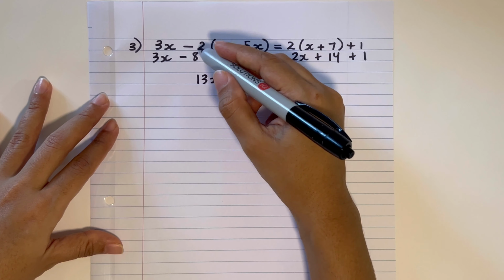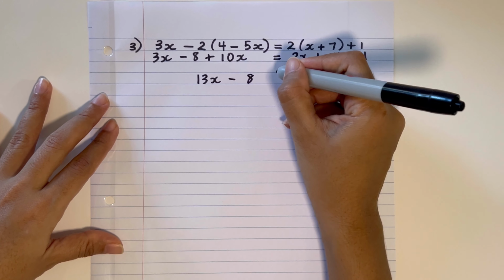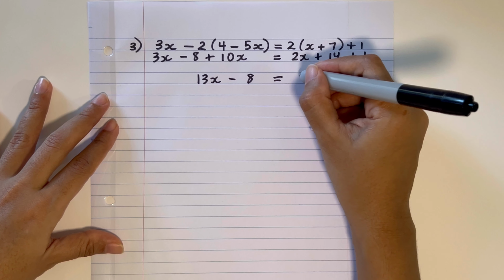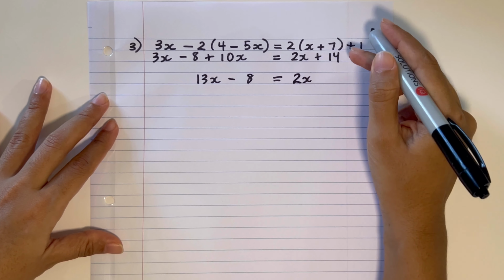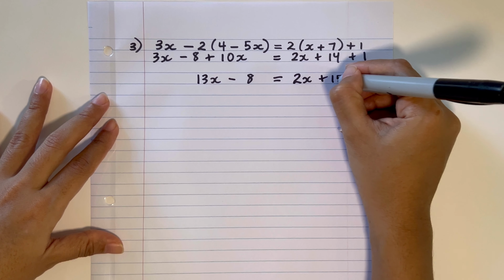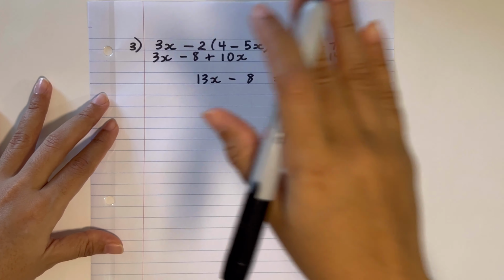There's no other term, no other constant, so minus 8 remains by itself. On the right-hand side, 2x is the only term in x, so we just bring that down. And then we say 14 plus 1 is 15. And now I'm going to group my like terms on one side of the equation and then the next side of the equation.